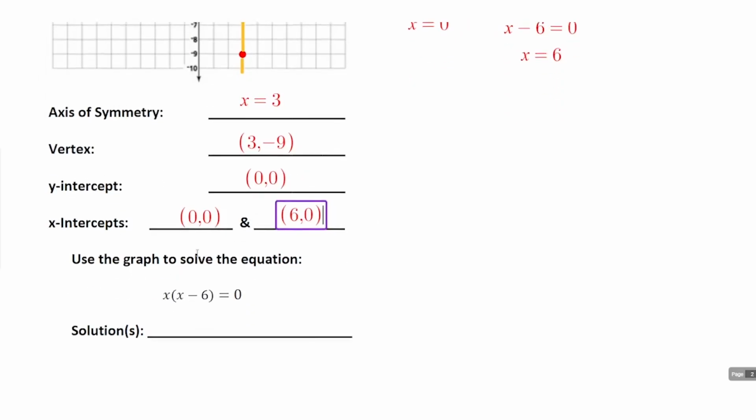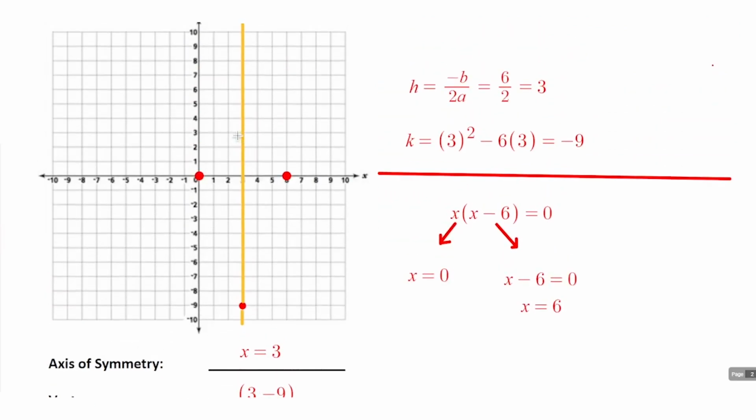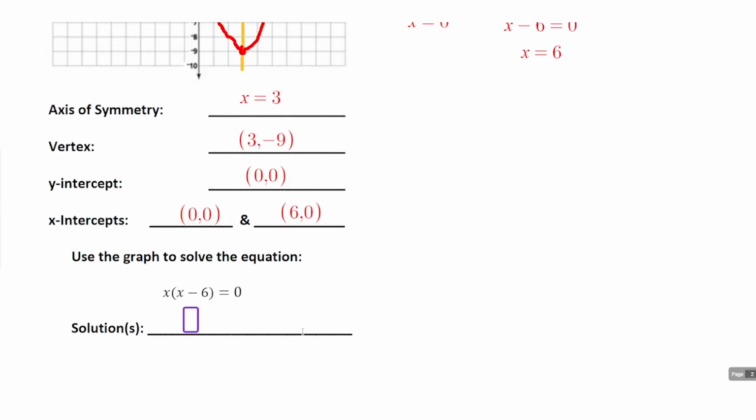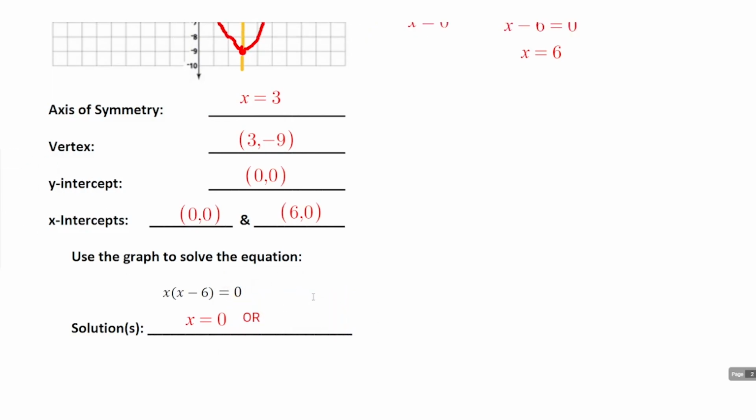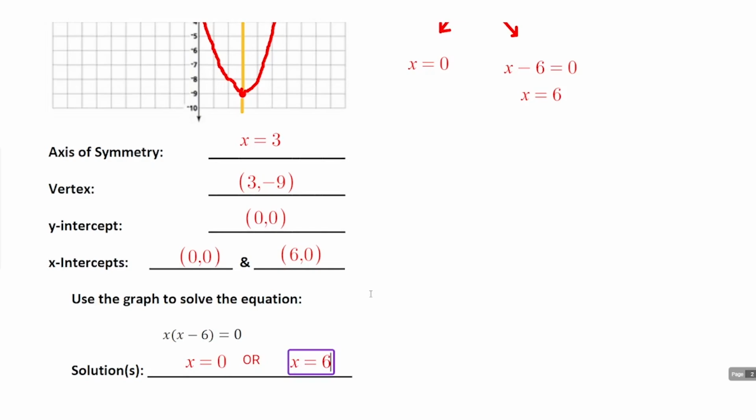Now lastly, use the graph to solve the equation. That's where we'll actually use the x-intercepts to get our solutions here, which we already found at 0 and 6. I'm going to go ahead and plot, do the best I can here trying to draw this parabola. That's decent enough. And so the two solutions to this equation, which I already found, were x equals 0 or x equals 6. And there you go. There's number 2. The graph and all the information that you need.